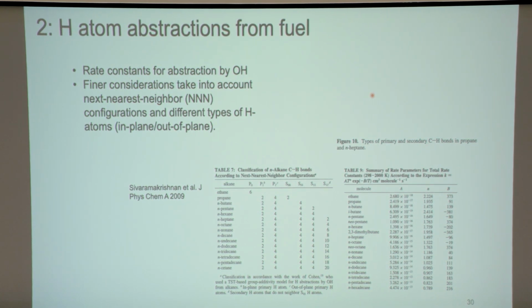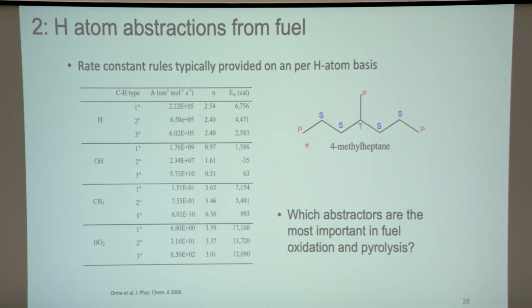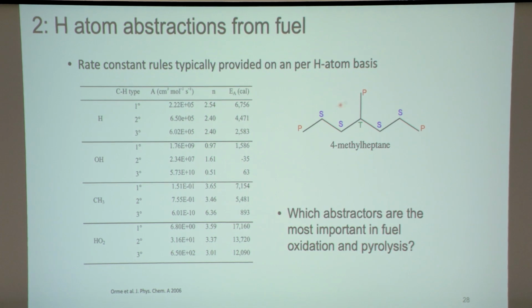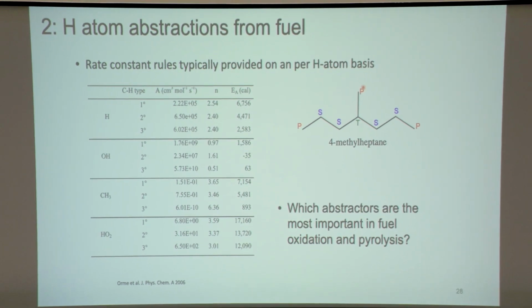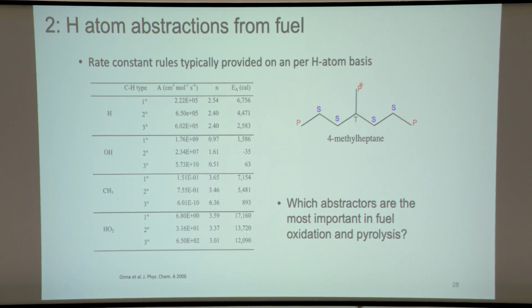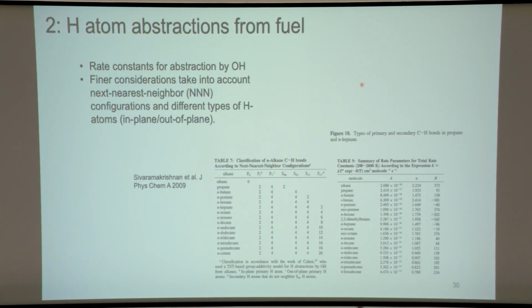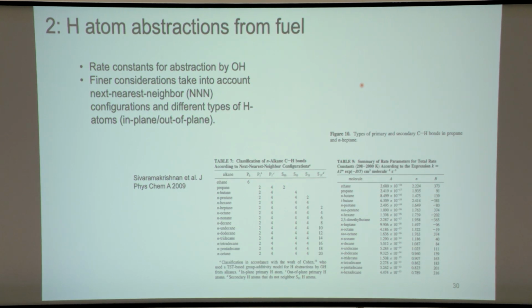So they say the rate, in my simple formulation, of abstraction from this primary and this primary are the same, because I only have one rate rule. But they say no, the rates are actually different, and they got this from measurements. These measurements are done in shock tubes, but not in a single pulse shock tube. They can do this in a standard shock tube because it's a radical abstraction reaction.